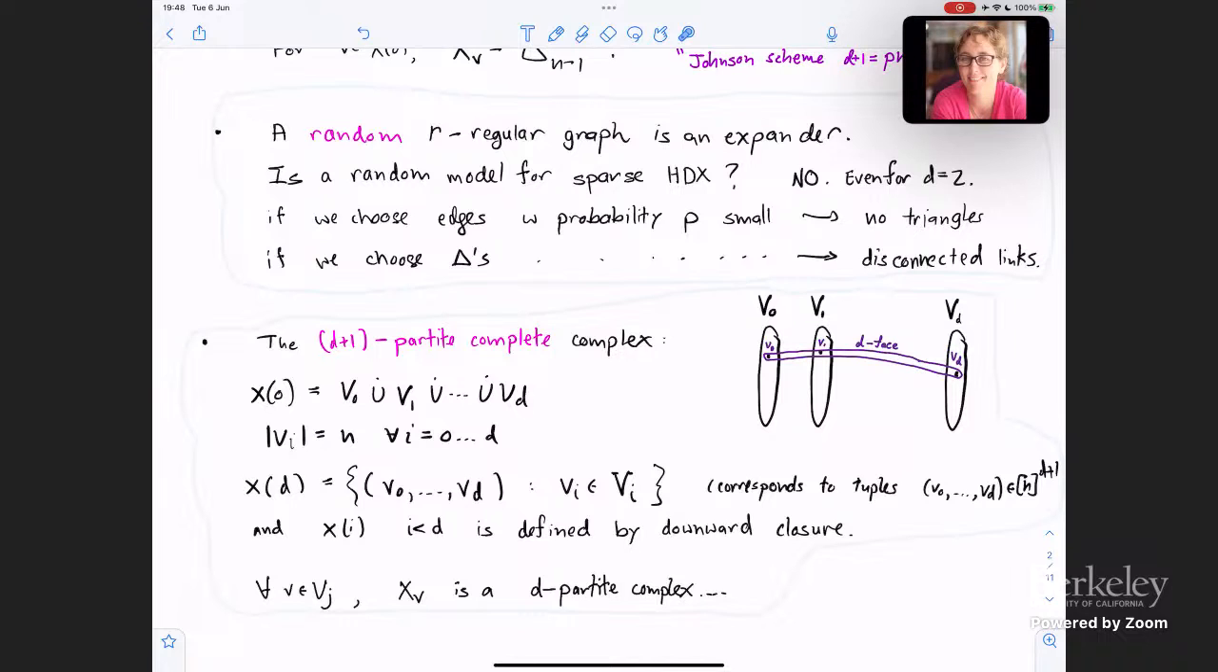The links. Okay, all right. So suppose I have a vertex in some color class J.